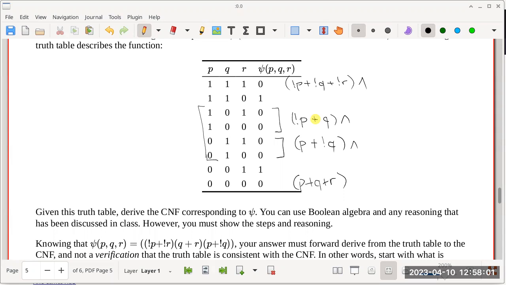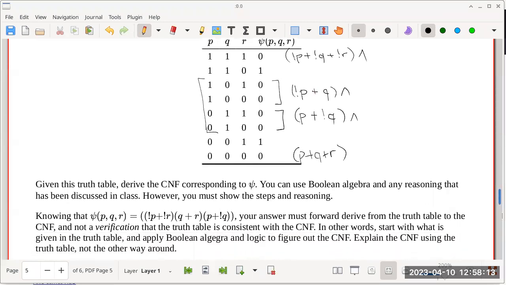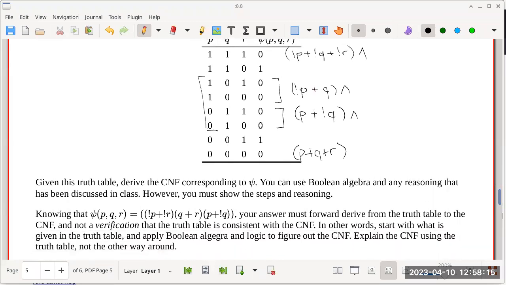So let me read the rest of the question. Yep, that's the entire question. This part is about Boolean algebra because we are trying to simplify what we derived from the truth table into the CNF that we see here.